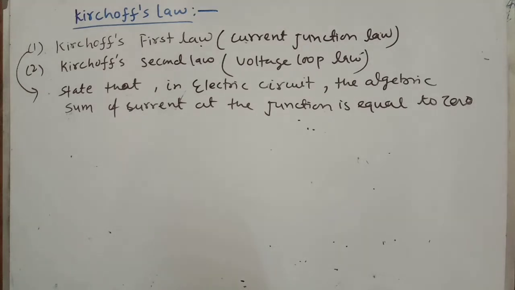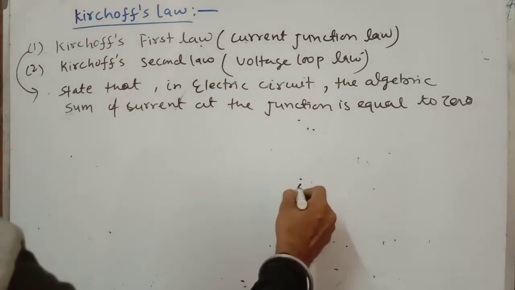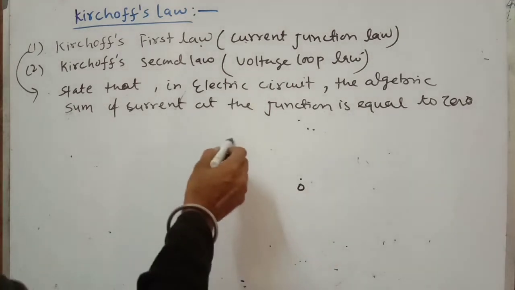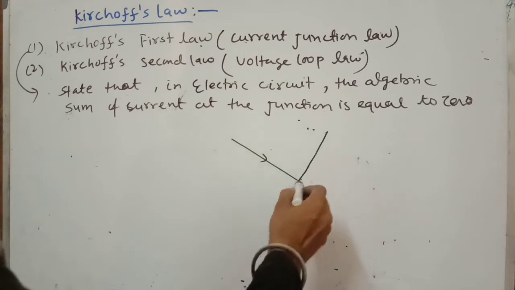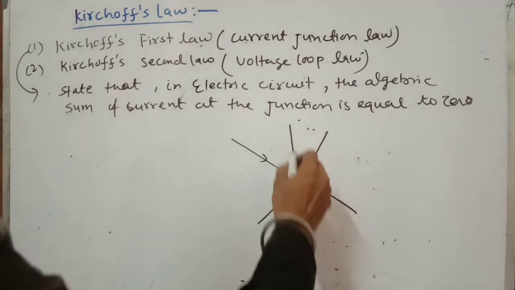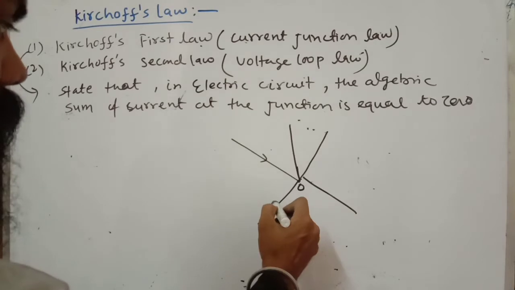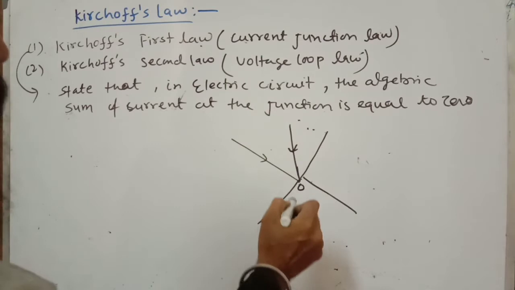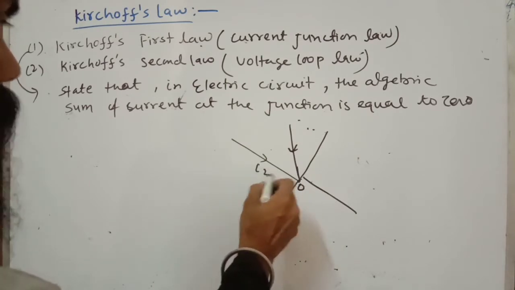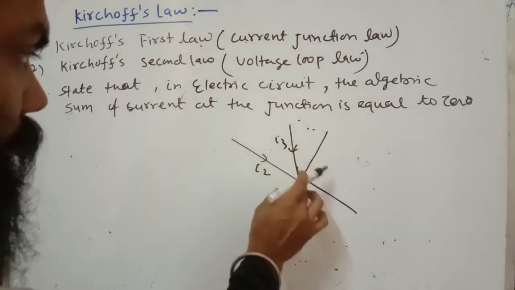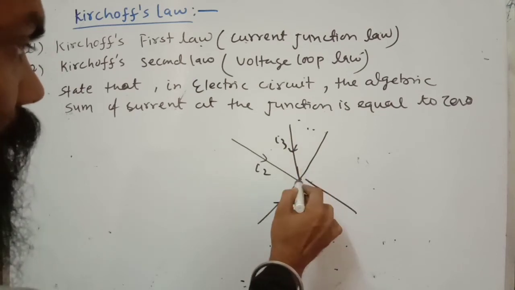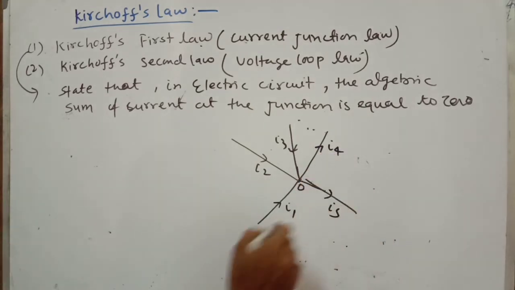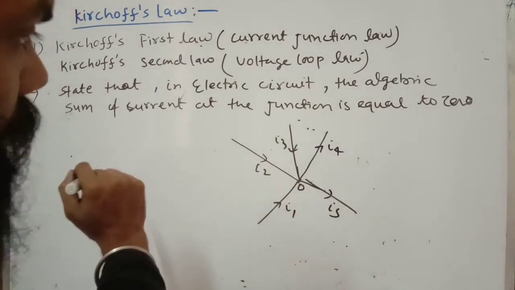So we are going to draw the diagram. We consider a point O at a junction in an electric circuit, and at this junction many branches are connected. From some branches, current enters towards the junction. Let the currents I1, I2, I3 be entering at the junction, and from other branches let I4 and I5 be currents leaving from the junction.